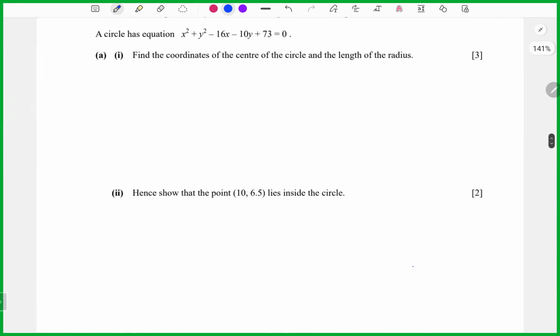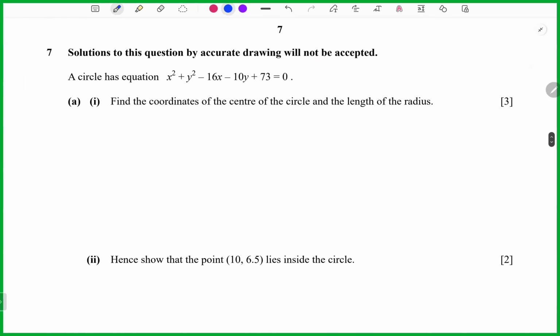Okay, let's see question 7. This is coordinate geometry of the circle. Solution to this question by accurate drawing will not be accepted. So if you use drawing for this question, it will not be accepted. A circle has the equation x squared plus y squared minus 16x minus 10y plus 73 equals to 0. Okay, let's see part 1.